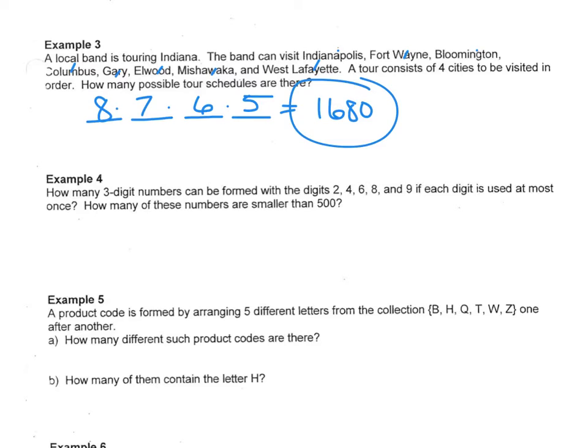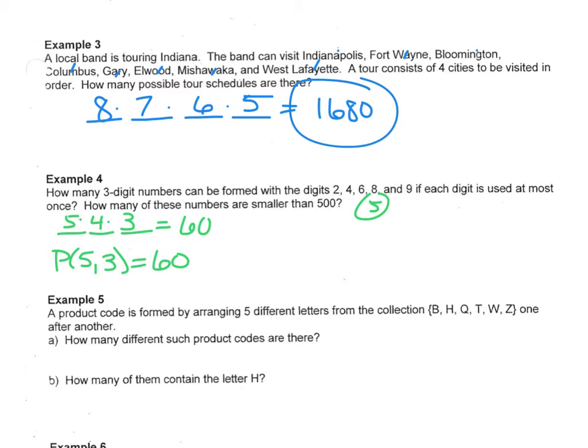Example 4. How many 3-digit numbers can be formed with the digits 2, 4, 6, 8, and 9? That's 1, 2, 3, 4, 5 different numbers. If each digit is used at most once, how many of these numbers are smaller than 500? Okay, let's answer the first part where it says how many 3-digit numbers can be formed. That would be 5 times 4 times 3, or 60. And again, this would be written in today's formula like this.